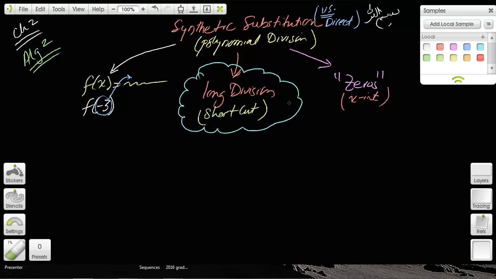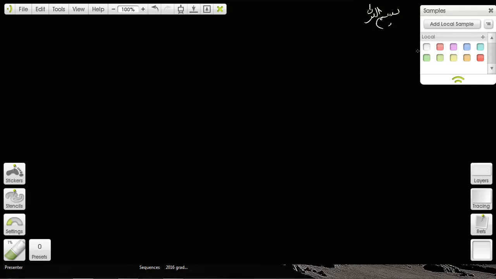And inshallah, I'll tell you in the future why synthetic substitution works with some of these things. At least give you an idea of why this works. It seems like, quote, magical, right? But there's a logic behind it, obviously. So let's do some problems. I'm going to do three problems, inshallah, for you as examples.